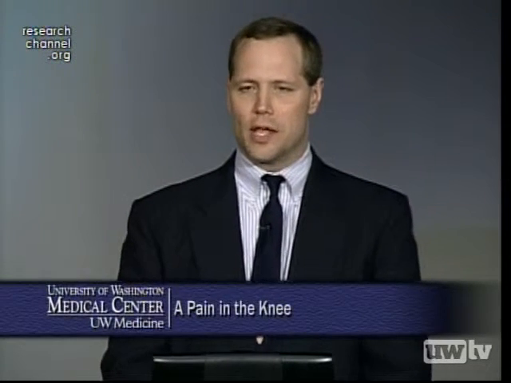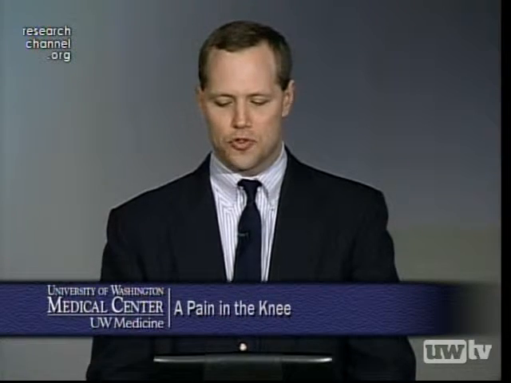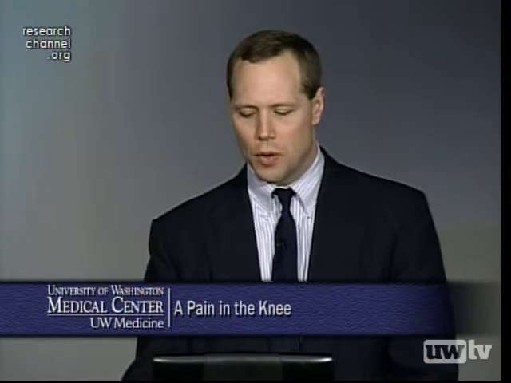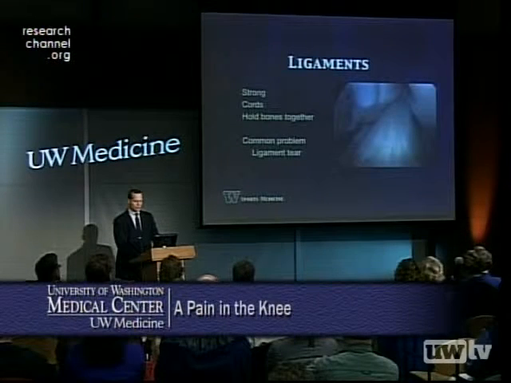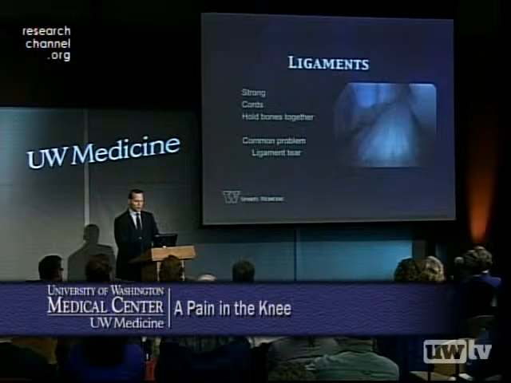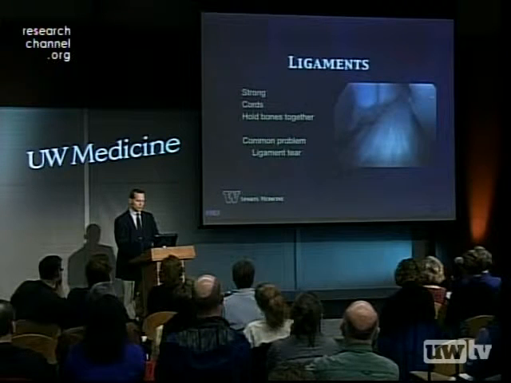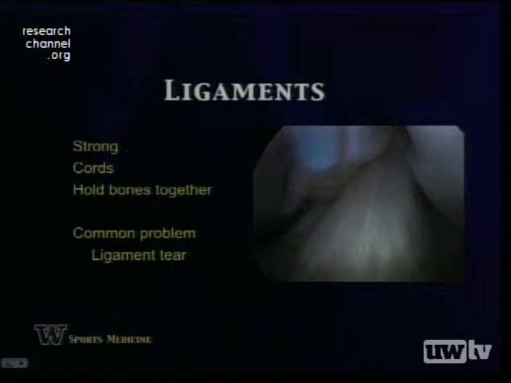There are several main ligaments of the knee, and those are strong cord-like structures that hold the bones together. This picture is an arthroscopic picture of an anterior cruciate ligament. That's this structure right here, and that's one of the big ligaments in the middle of the knee. We'll talk a little bit more about that in a few minutes. The common problems with ligaments are that they can be torn due to injury.